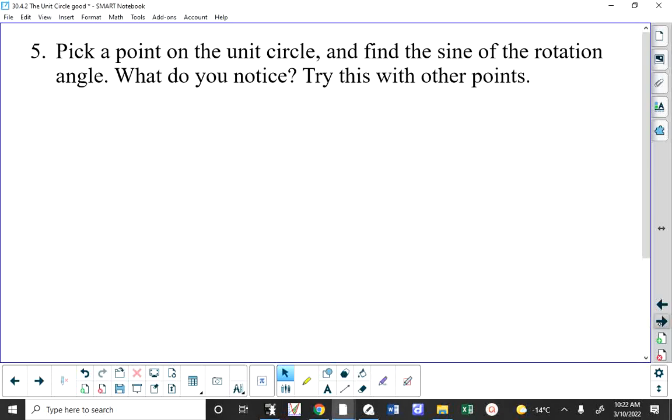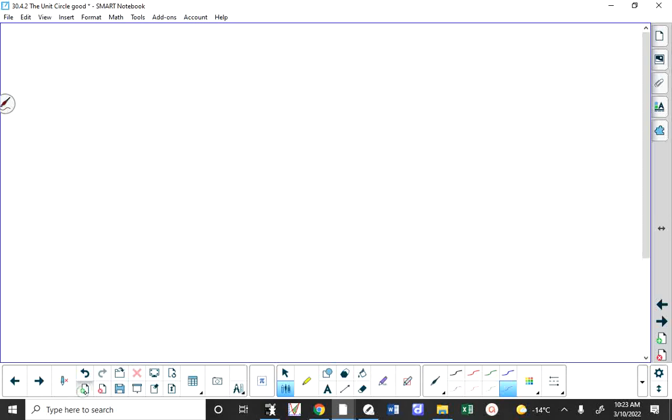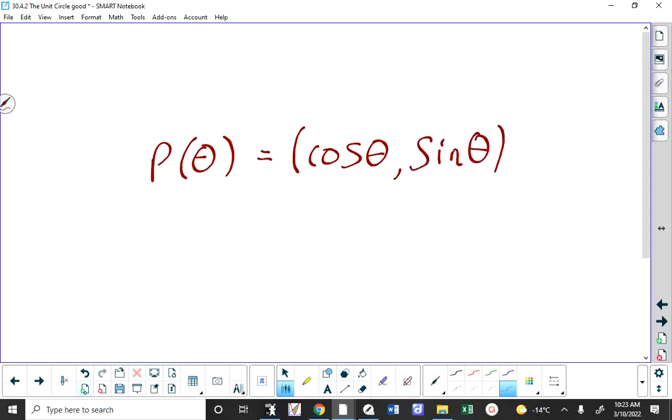I think you can suspect what's going to happen here for number 5. I'll leave it up to you to confirm this, but it turns out the y-coordinate on the unit circle will always be equal to sine of theta. Always. We'll talk about tangent later. Before I let you loose on some practice, I want to give you an example of what we've discovered here. What we've discovered, everybody, is that on the unit circle, P of theta is cos theta, comma, sine theta. That's what we've discovered.